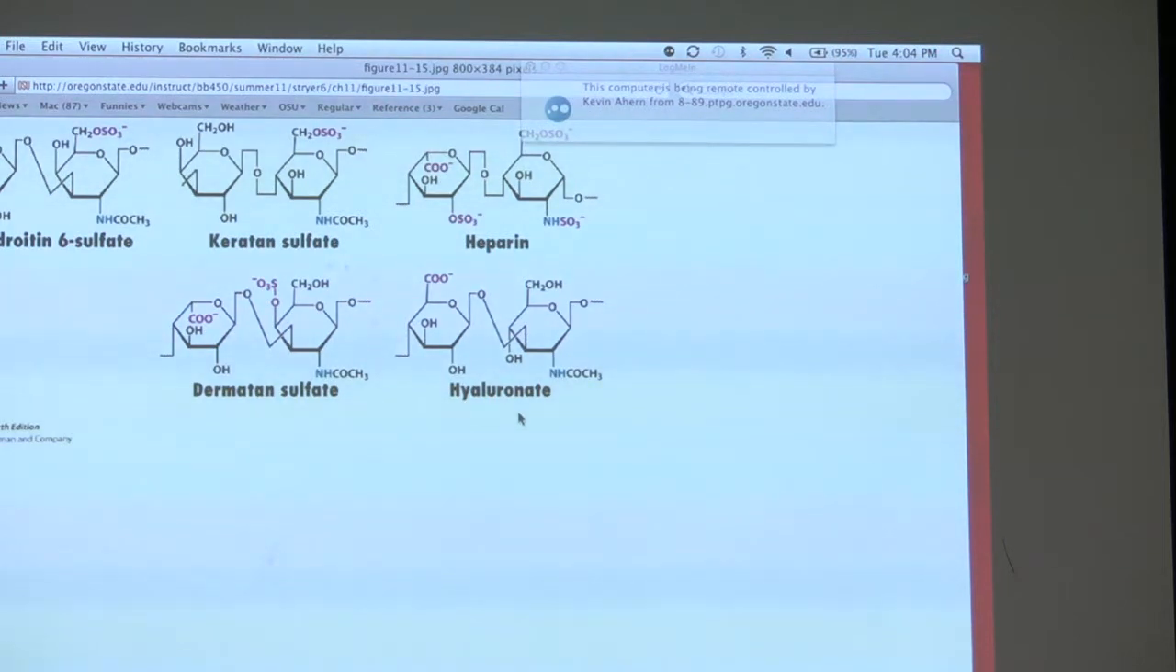If you're a bioengineer, you probably know that synovial fluid gives elasticity and lubrication, both properties there. Yes, sir?